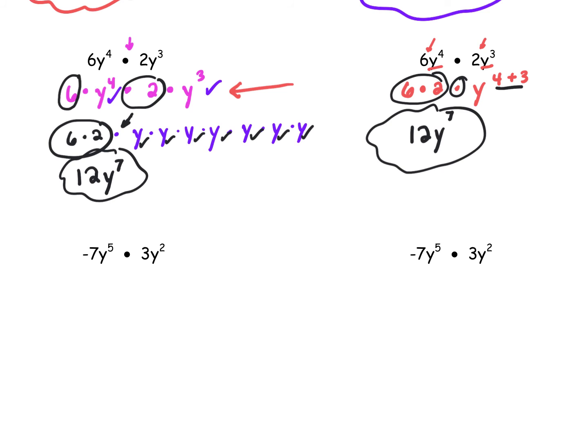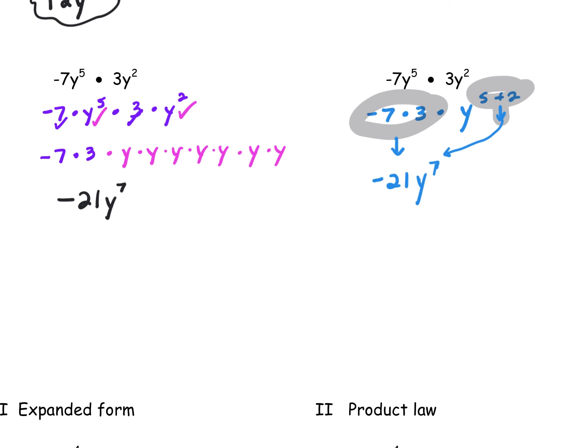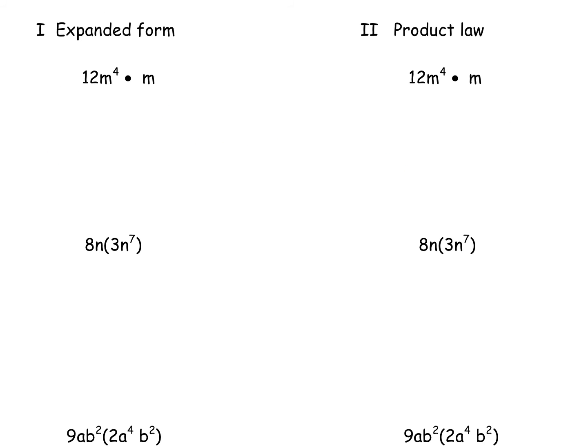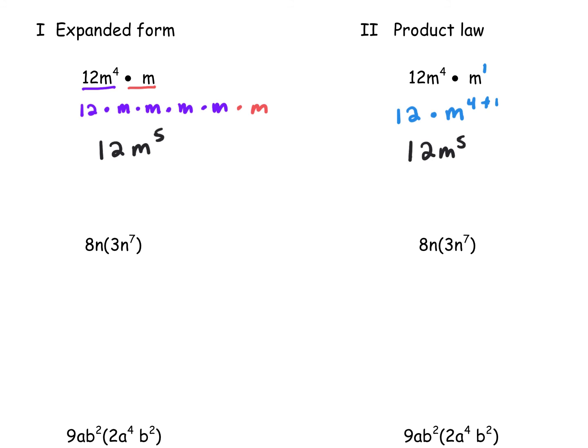So what I'd like you to do now is, would you please try to expand this expression, and then try to use the product law in this expression, and when you're done, replay the video. We should have gotten negative 21 times y to the 7th. Let's move on to the next page. Please go ahead and try this first example and replay the video when you're done.